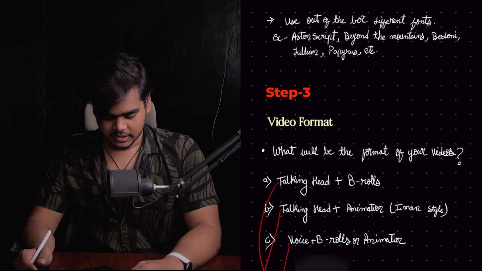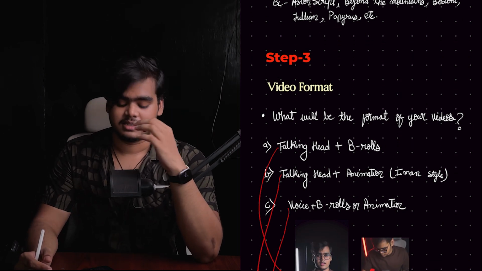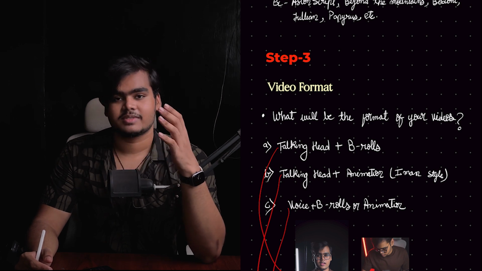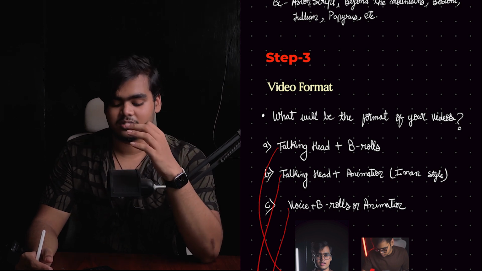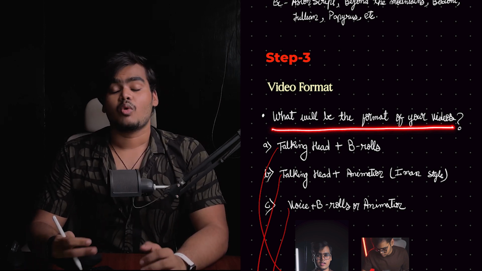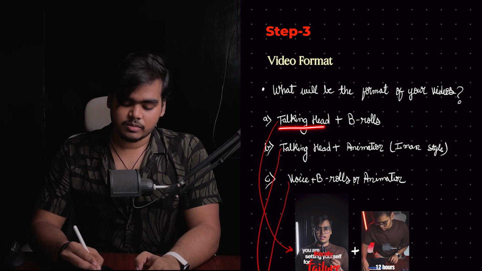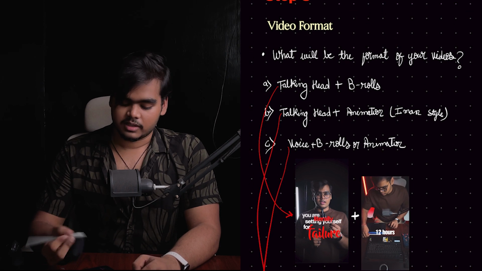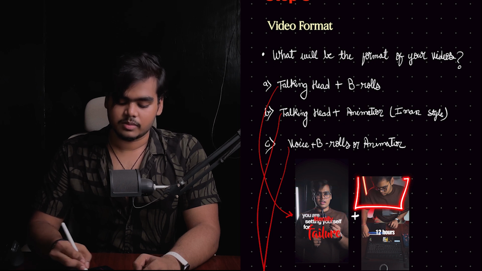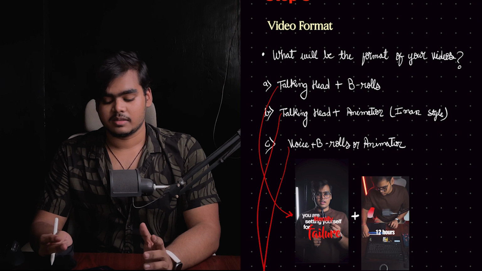And finally, step 3. This is the most important part of the editing style. I see people making a lot of mistakes, ruining their videos just because of this. So I need you to ask yourself what the format of your videos will be. What I mean by that is, is it going to be a talking head plus b-rolls? For example, one frame is going to be a talking head and another frame is going to be your b-rolls. And the second option is talking head plus animation, the same style as Iman Gadzhi's.